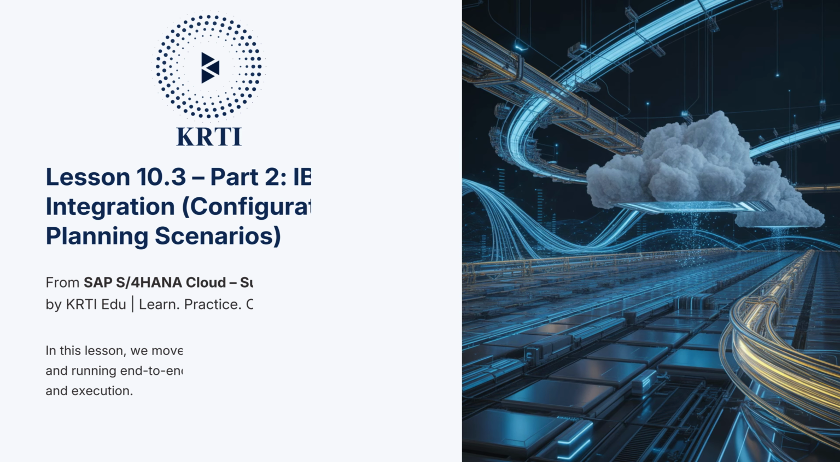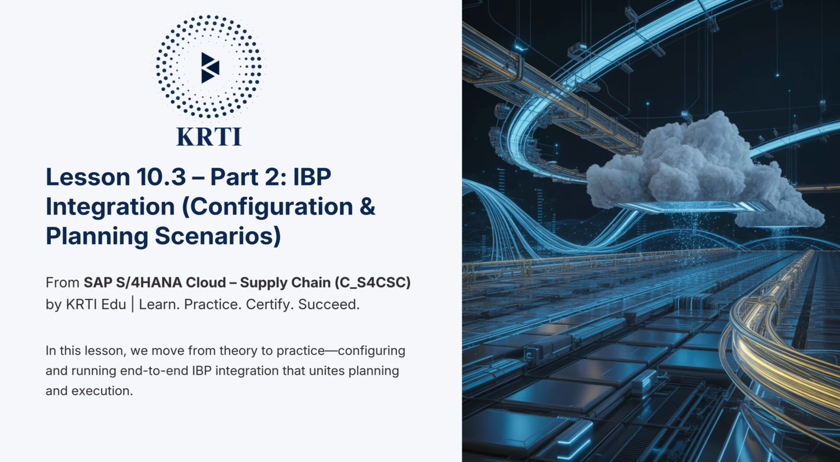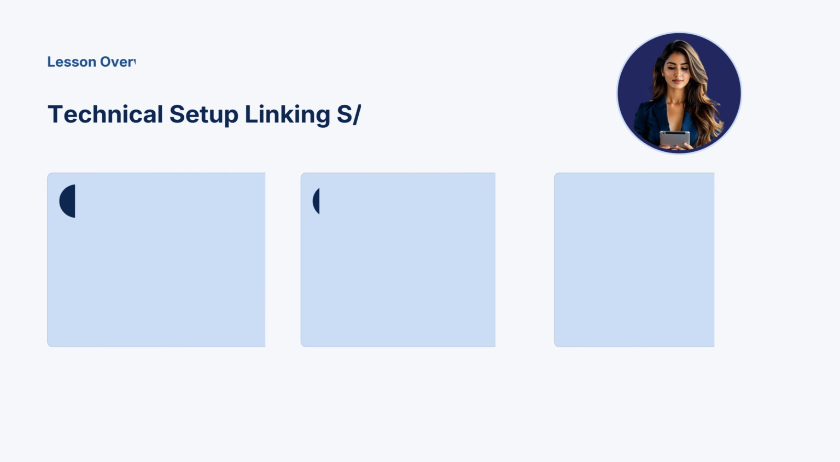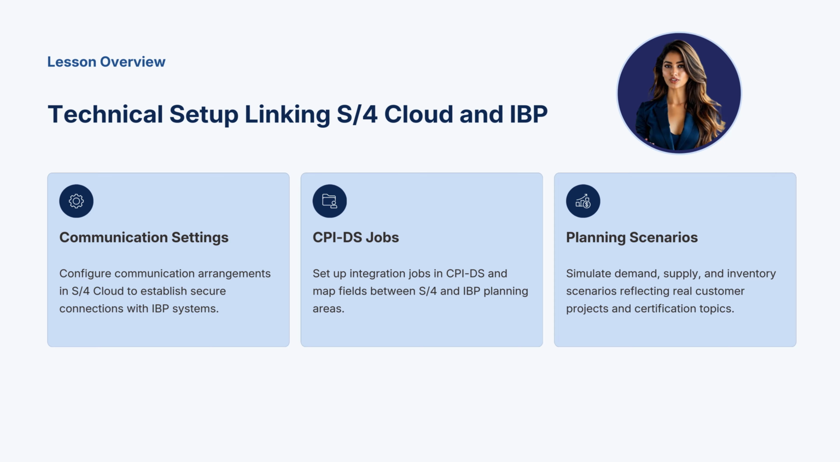Welcome to Lesson 10.3, Part 2, IBP Integration, Configuration and Planning Scenarios from SAP S/4HANA Cloud Supply Chain CS4CSC, presented by KRTI Edu. In this session, we'll move from architectural understanding to full configuration, setting up S/4HANA Cloud, CPI-DS, and IBP to work in sync for demand, supply, and inventory planning.